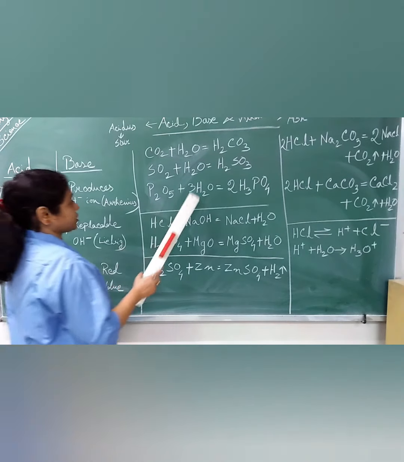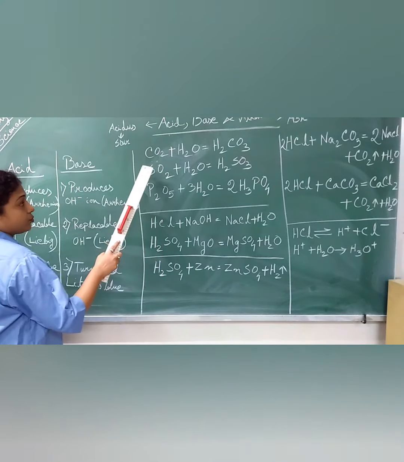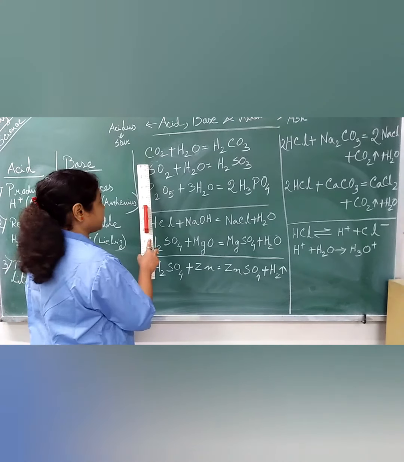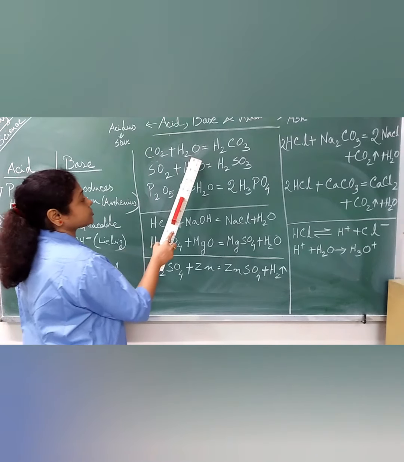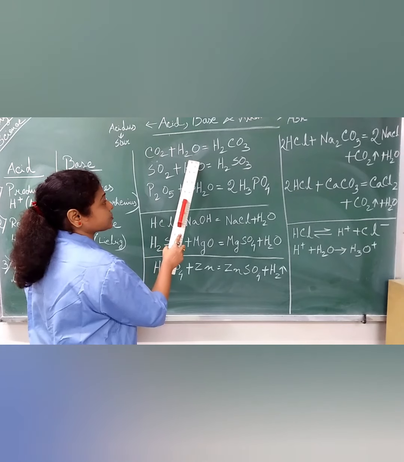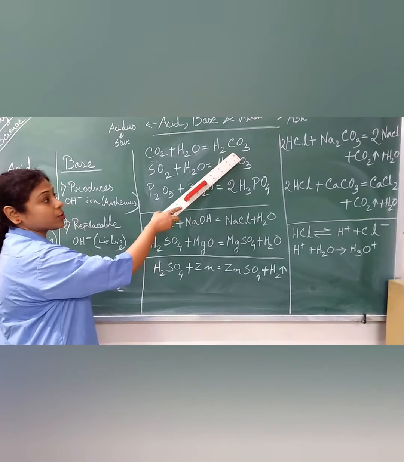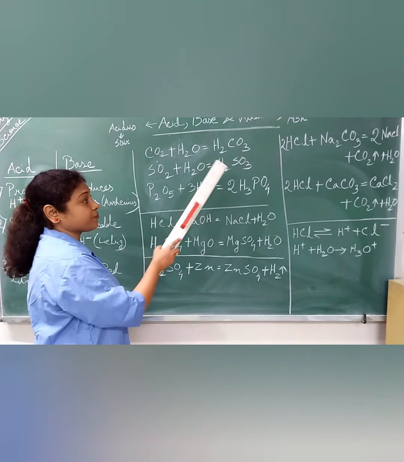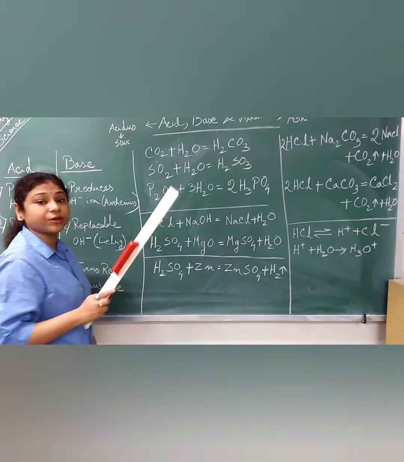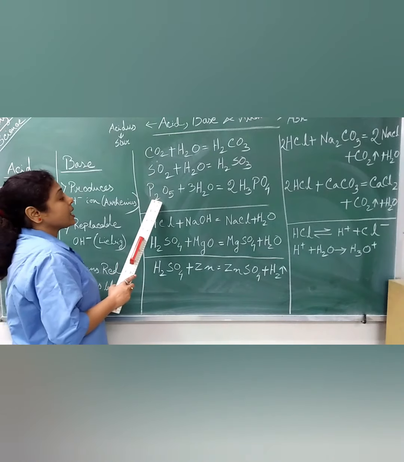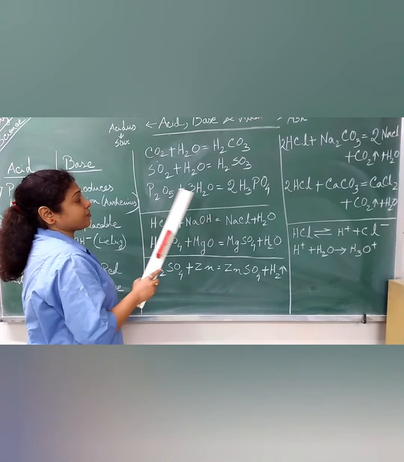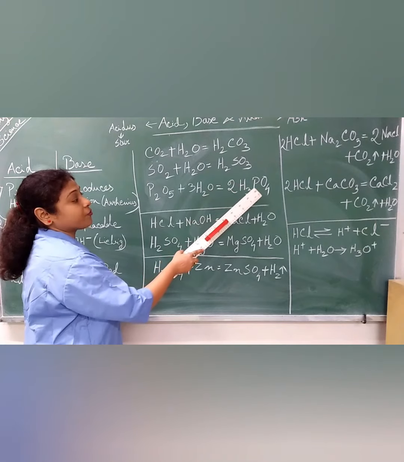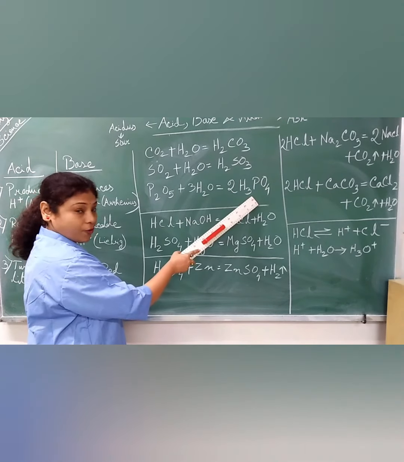Now come to the reaction. CO2, that means oxide of carbon, reacts with water, that is carbon dioxide plus water, forming carbonic acid H2CO3. Sulfur dioxide plus water forms H2SO3, sulfurous acid. Phosphorus pentoxide reacts with water to form phosphoric acid H3PO4.